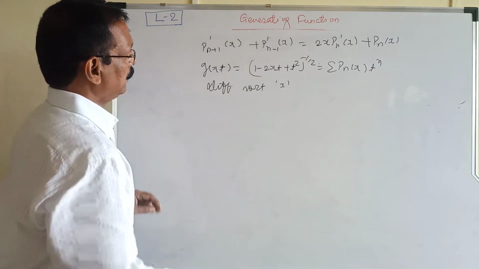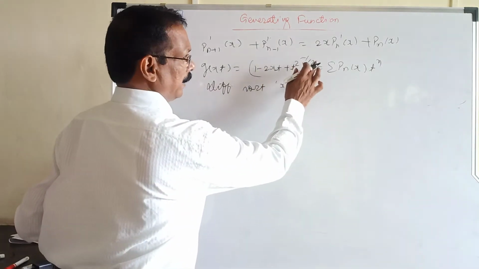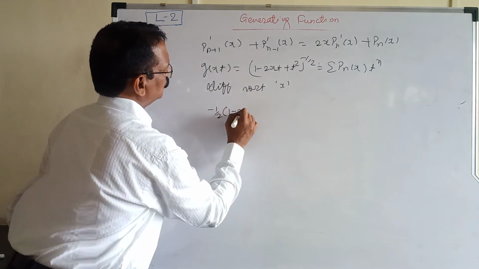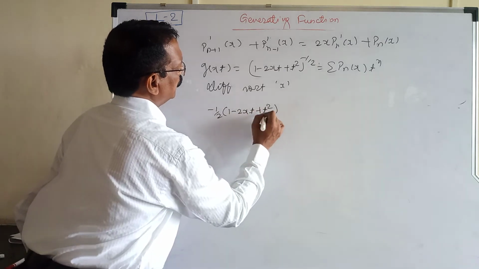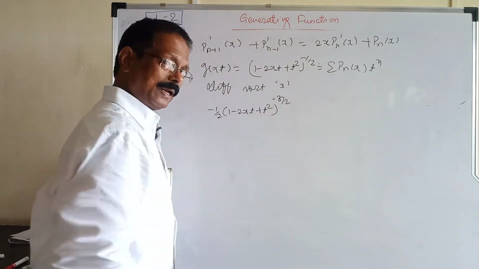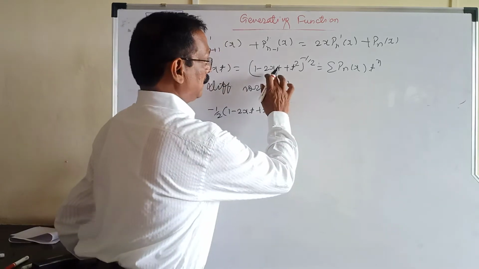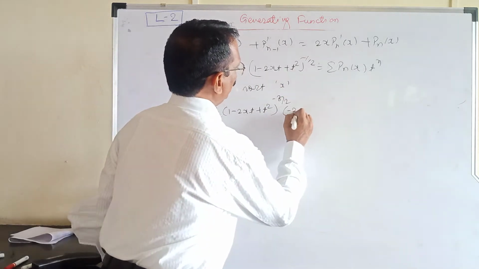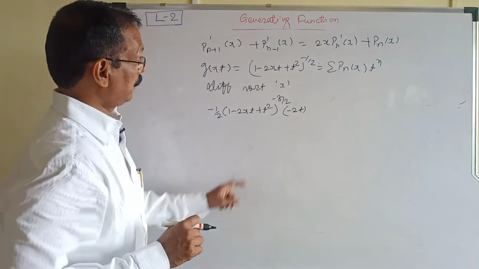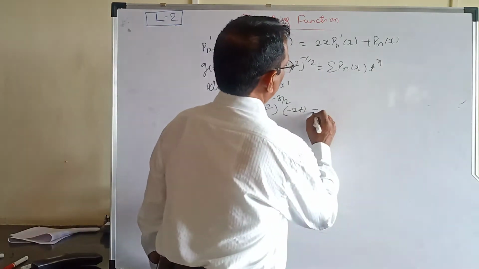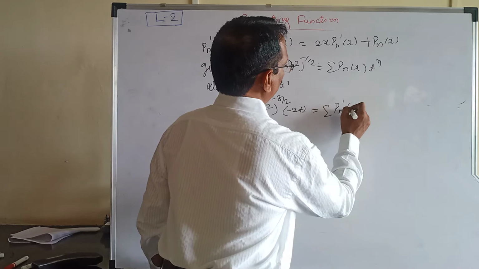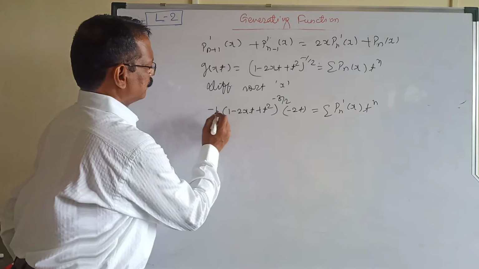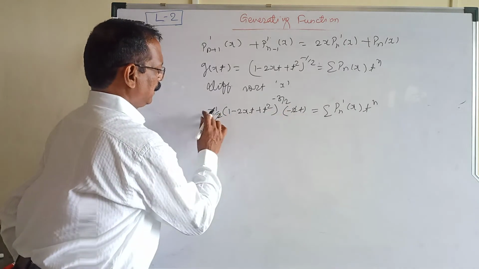So what we get, that we have to see here. Differentiate this equation. It is minus half into 1 minus 2xt plus t square raised to minus 3 by 2, into d by dx with respect to x. So it is 1 gives 0, t square gives 0, remaining only minus twice t. Differentiate with respect to x. So remaining here it is minus 2t, and it is equal to summation of Pn dash of x into t raised to n, with respect to x. This is another step here. So here this minus gets cancelled, this 2 gets cancelled, remaining plus t here.